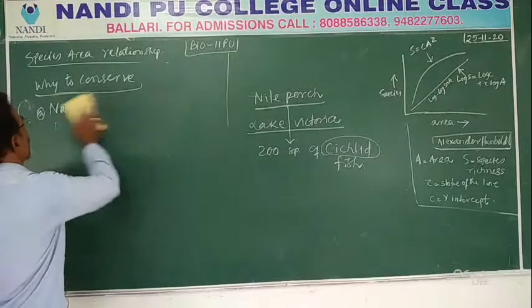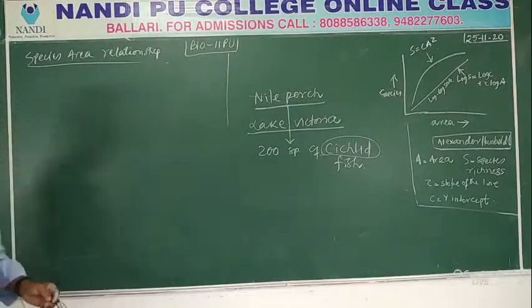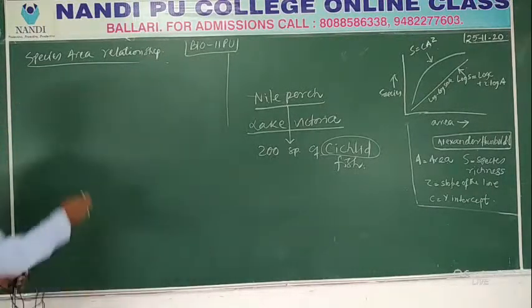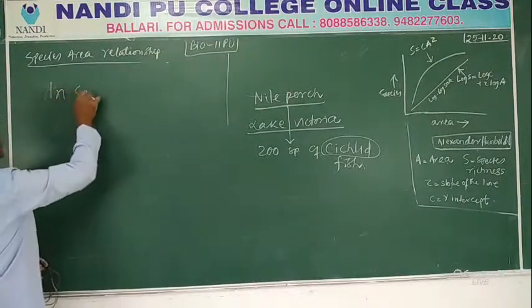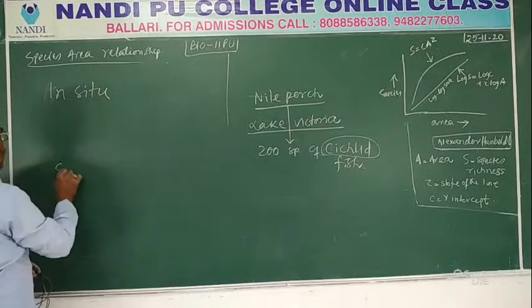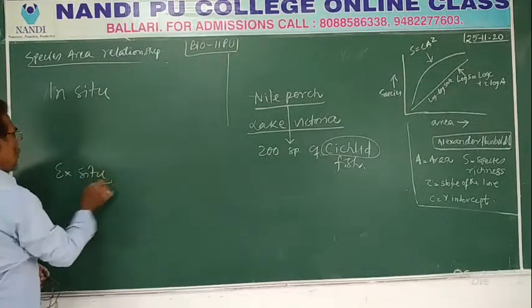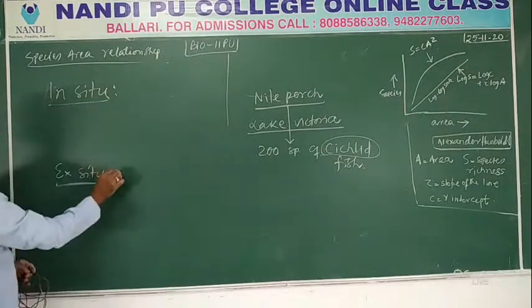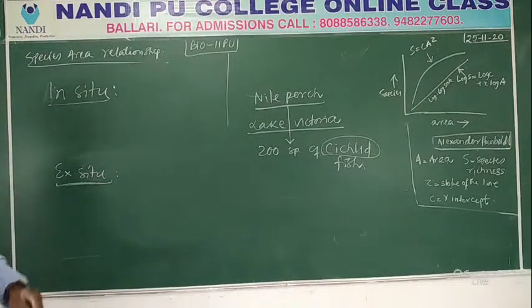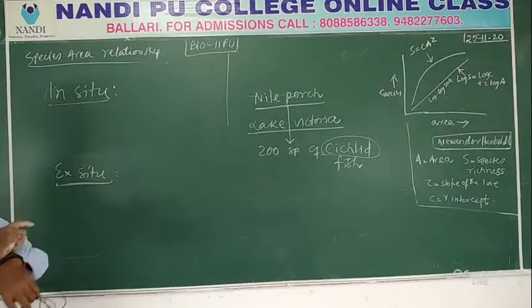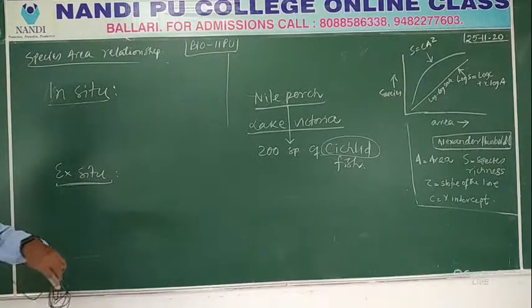And now how to conserve, methods of conservation. Two things are coming. One is in situ conservation. Another one is ex situ conservation. These are the last two topics. Anyhow, we could successfully complete. Of course, much more detail I could not deal with, because today I have to complete this for your exam, because the exam is there.